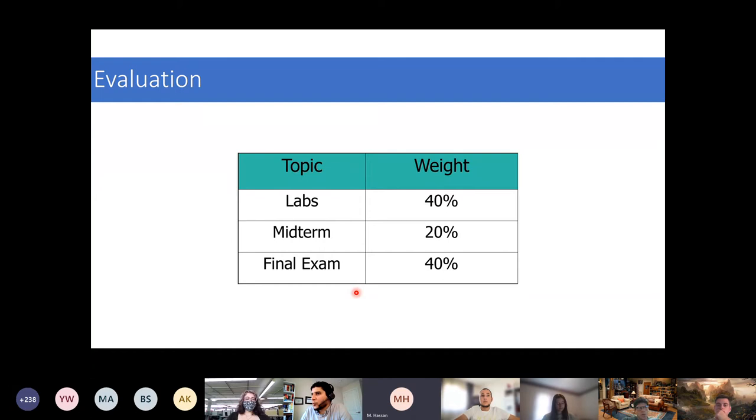The midterm is 20% and the final exam is 40%. We have a single midterm for this course. Usually I do the midterm once we finish the C part, or at least get very close to finishing the C part. So the midterm will be mainly in C. And the final exam, most likely the way I do it, is 2/3 C++ and 1/3 C. Yeah, there is only one midterm.